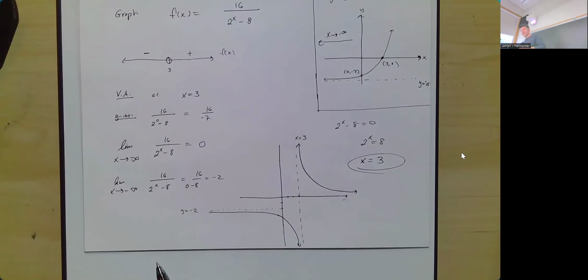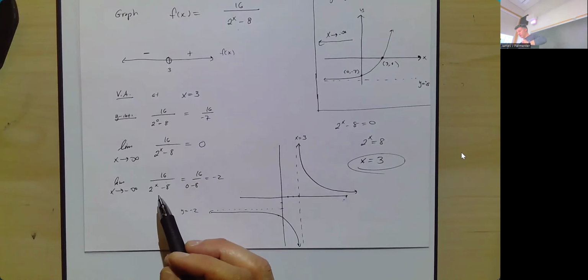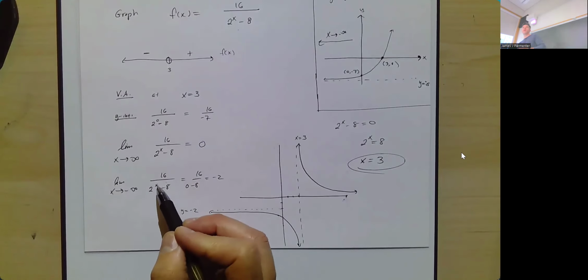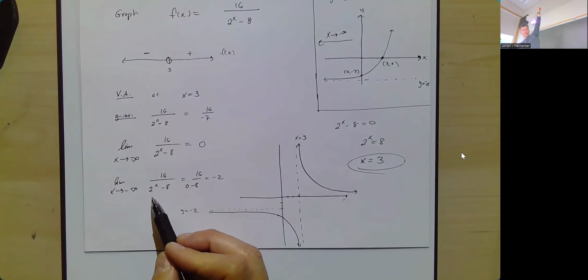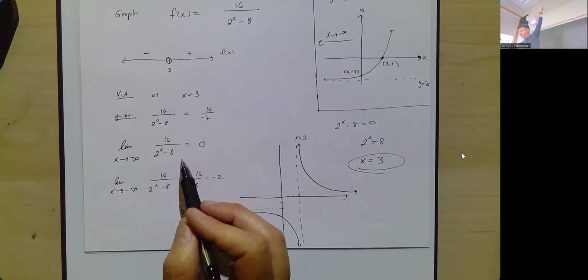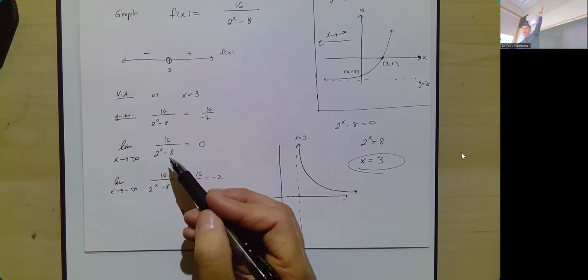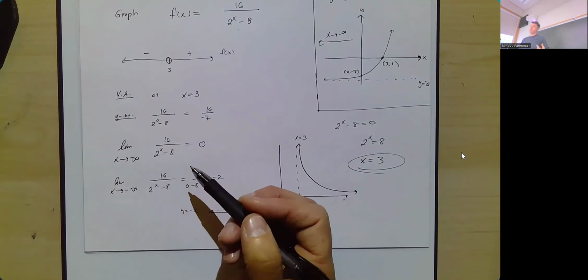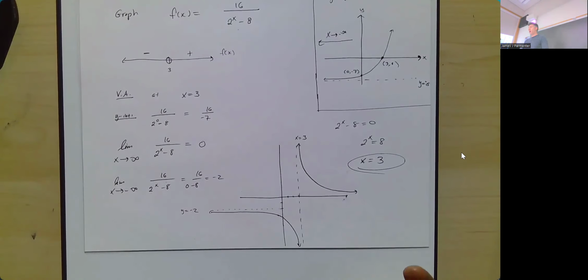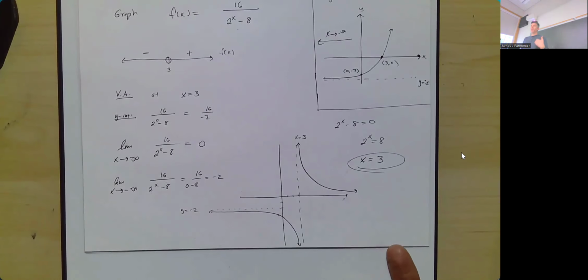Right. So for the limit to infinity, I'm really thinking of what 2 to the x is doing. 2 to the x is getting infinitely large. So then a really, really big number, minus 8 is still a very large number. And 16 divided by a very large number is very small. That's what's happening there. When I have fractions, I'm always asking myself, what's going on with the denominator? If the denominator is getting big, the fraction is getting small.